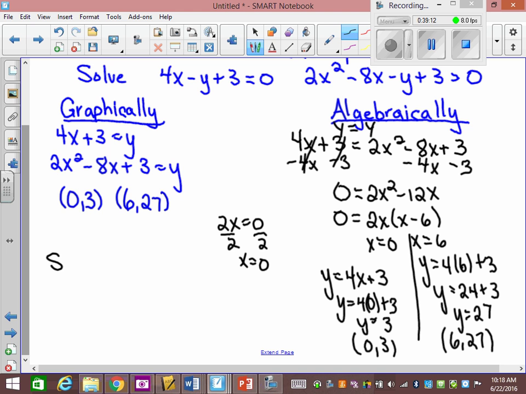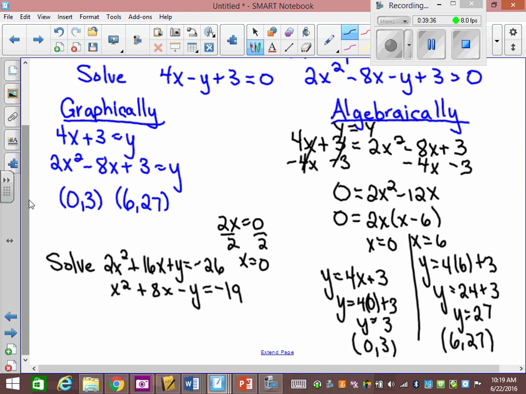Okay. Solve 2x squared plus 16x plus y equals negative 26, and x squared plus 8x minus y equals negative 19. Or factor if you can. Sometimes you can. Sometimes you have to use the quadratic formula. So you're going to do it algebraically and graphically, and go.